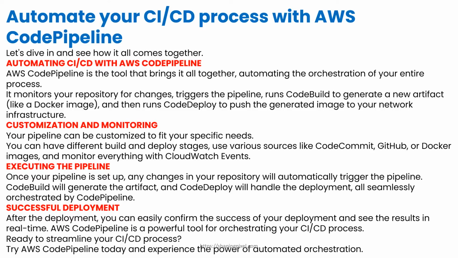AWS CodePipeline is a powerful tool for orchestrating your CI/CD process. Ready to streamline your CI/CD process? Try AWS CodePipeline today and experience the power of automated orchestration.